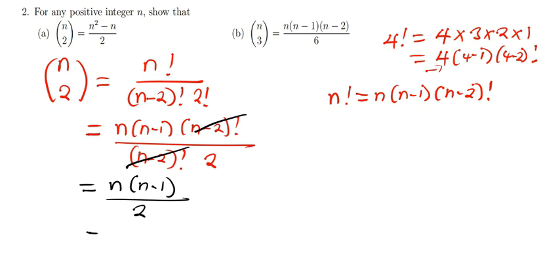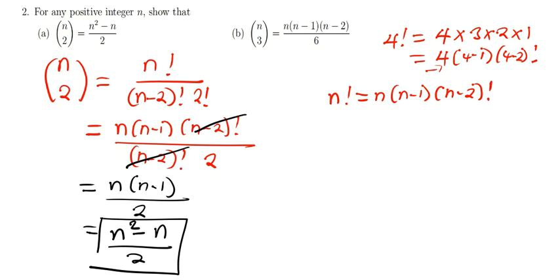Now if I expand the top part, n times n is n squared, n times 1 is n, divided by 2. I can clearly see that what I have this side is basically the same as the one I have here. Okay, then I'll say left hand side is equal to the right hand side, hence shown.